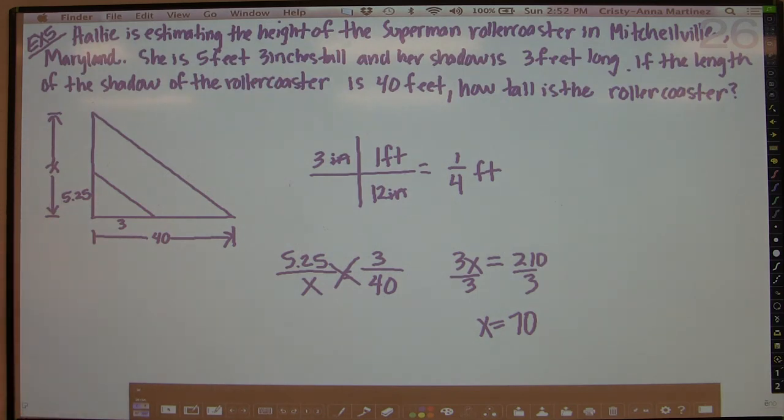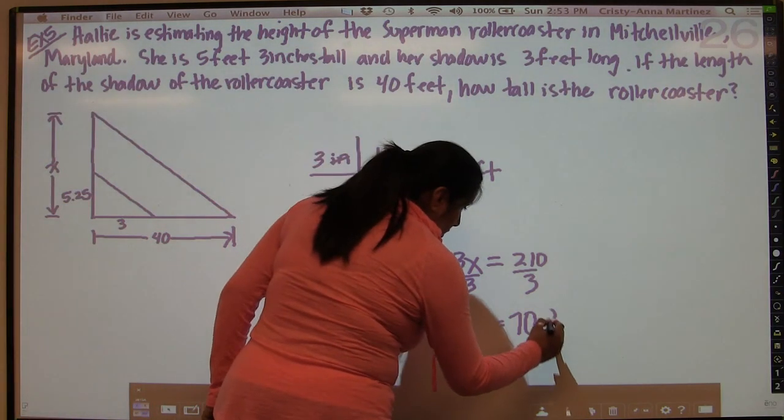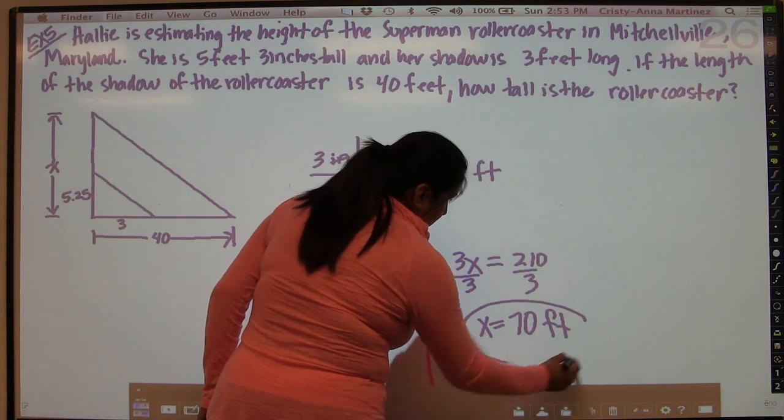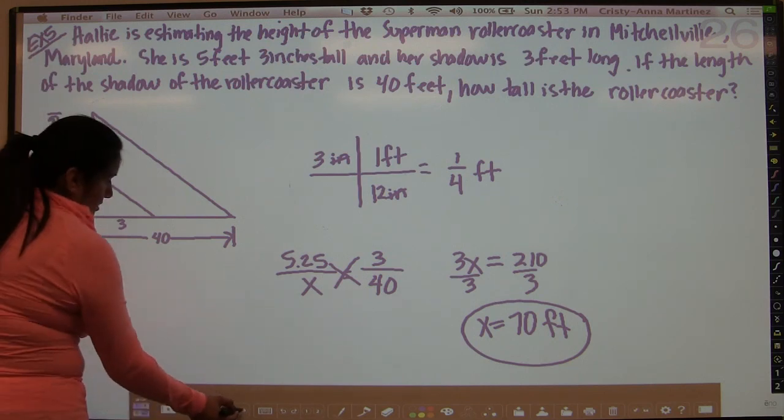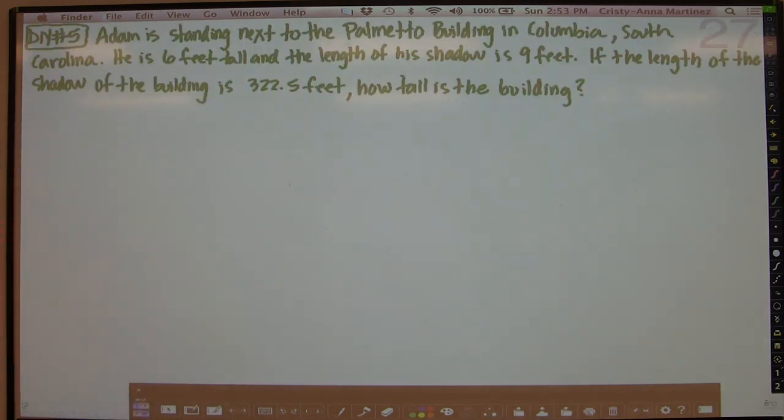Therefore, we know that the roller coaster is actually 70 feet tall. And that is how we use indirect measurement and proportions together to get the missing length. So now we want you to try this guy, this little example here. And once you've completed this example, you will have completed your notes for this lesson. And I will see you in class. And thank you for watching.